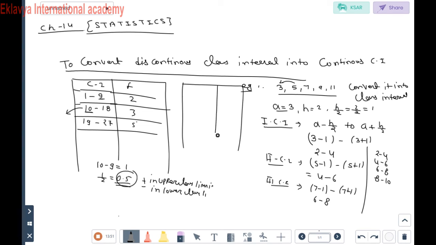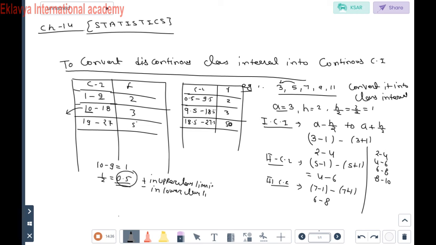Then we form the new class intervals: that is 1 minus 0.5, 0.5, to 9 plus 0.5, 9.5, with frequency 2. Next, 10 minus 0.5, 9.5, to 18.5, with frequency 3. Next, 18.5 to 27.5, that is 5. Now, has the class interval been converted into its continuous form or not? It is easily converted into continuous form.